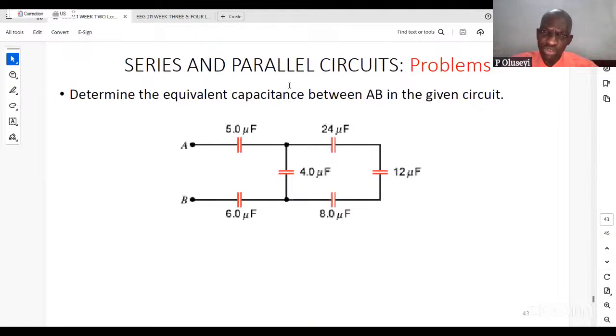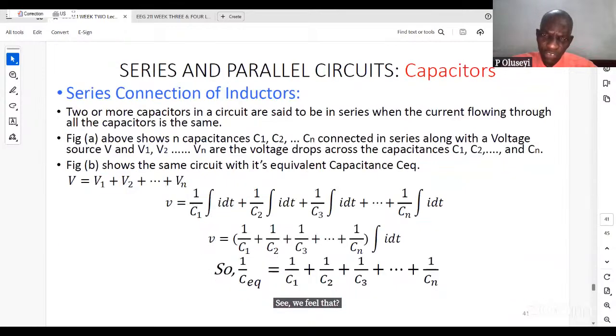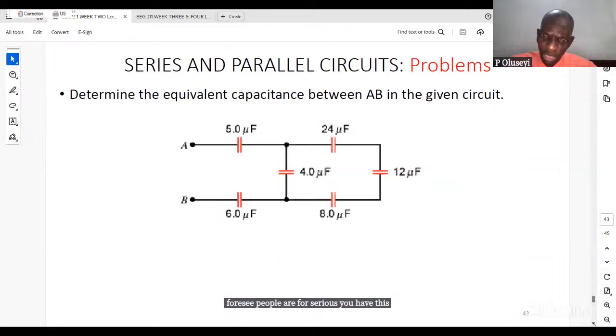Please work this problem. It shouldn't take us time. I believe you have written this down before. For C equivalent for series, you have this. I believe you have done that. So for you to solve this, please.